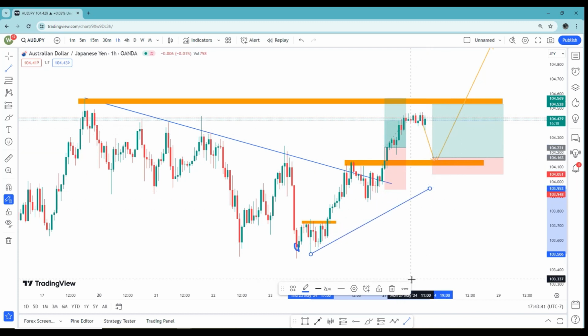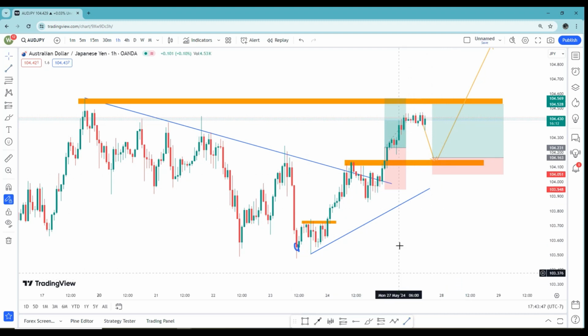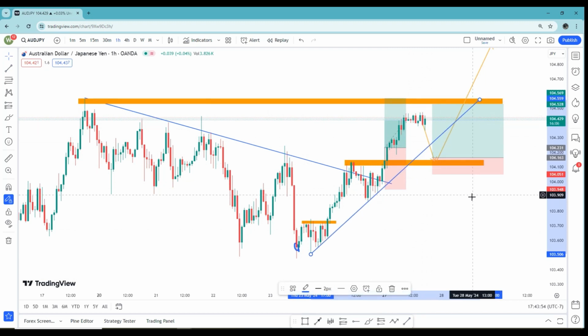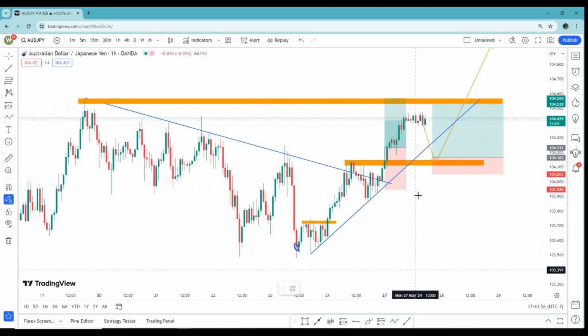Let me show you what is going to happen. If we can do this, this is what is going to happen. The market is going to come to this point here. It's going to break this and respect the zone. You see that it's going to be the second touch on the zone.